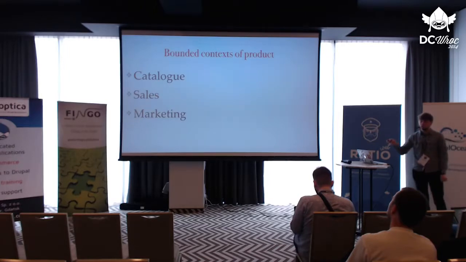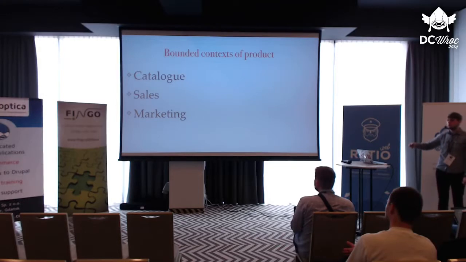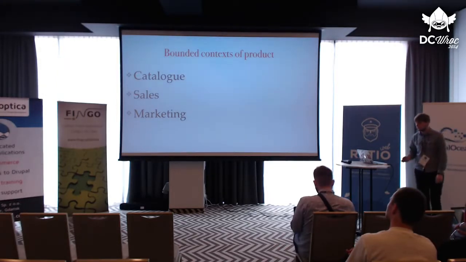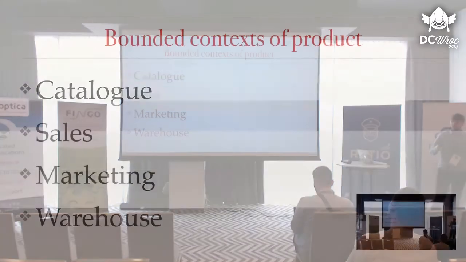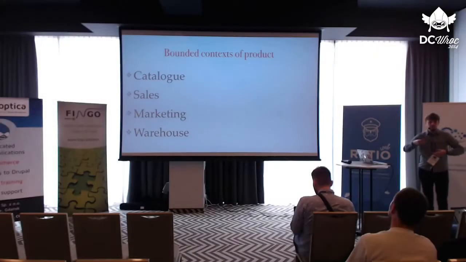Also, it's a different thing for marketing, because they can use this product's details in many different ways that we could not even think about. And for example, for the warehouse, product is also a thing that has dimensions, and what really matters for them is how big this product is and how they need to pack it and send it. So those are just contexts.